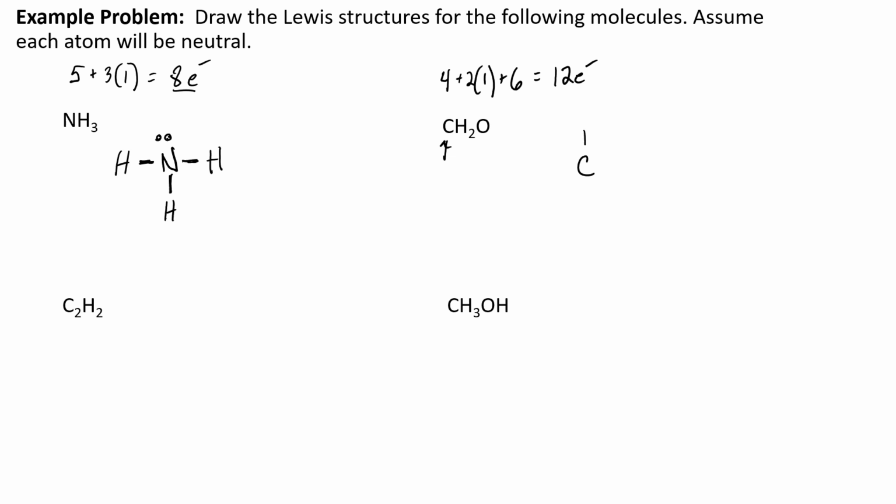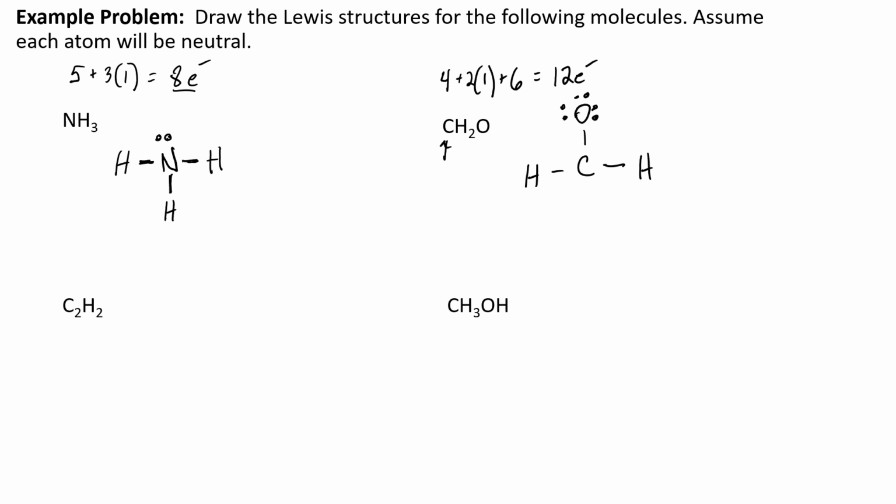Step 2 says we want to put our exterior atoms attached to the central atom with a single bond. Step 3 is we're going to distribute the remaining electrons to the exterior atoms, the atoms on the outside, not the central. So hydrogen doesn't get any more. We're going to give oxygen the octet.